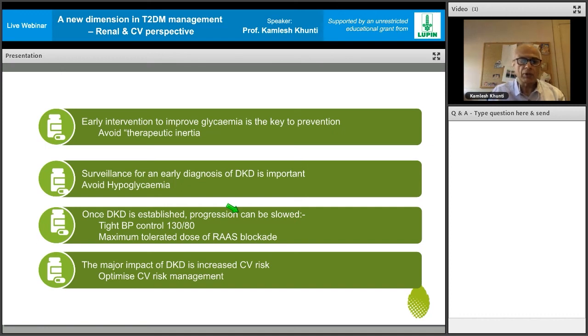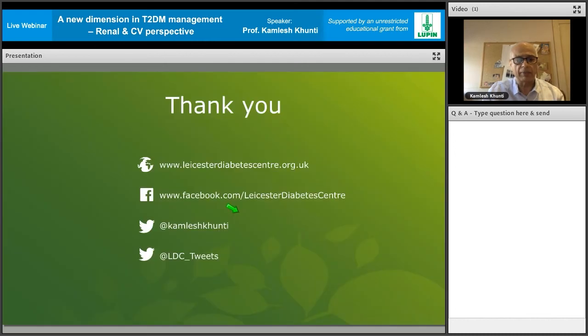We need to do surveillance of these people for diabetic kidney disease, and to avoid hypoglycemia as well when we're using new therapies. Surveillance, as I've said, we would normally recommend an annual check with a urine ACR test. Tight blood pressure control once people have DKD, maximal RAS blockade, and really a holistic approach in managing all the risk factors in these populations.